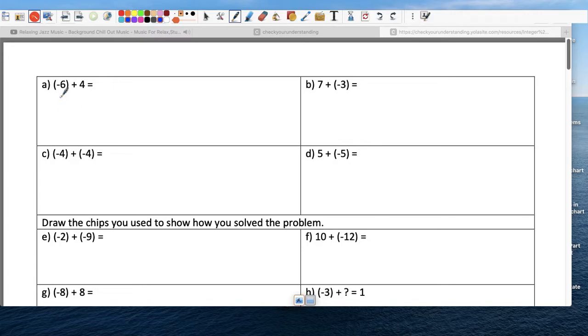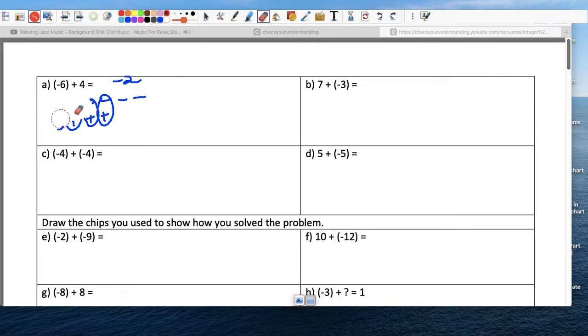You didn't have to do this, but I'm going to do it anyway because I want to show you the zero pairs. 1, 2, 3, 4, 5, 6. And then we have 4 positives. So remember what you did with the chips today, right? It's just for you to visualize. That's equal to 0, that's equal to 0, that's equal to 0, and that's equal to 0. So I was able to form 4 zero pairs, and therefore my answer is -2.